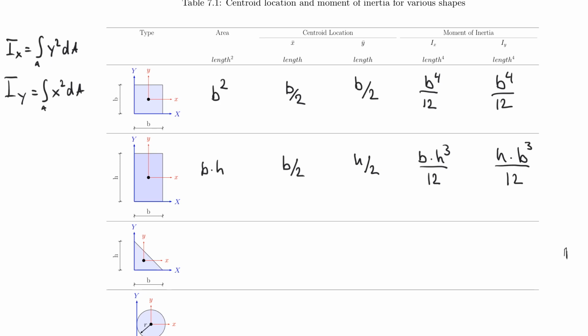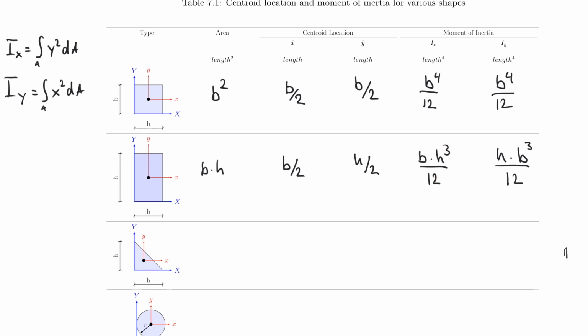I will talk more about this at the end, but this is a formula you definitely need to remember. If you're an engineer, this is something you want to remember for the rest of your life. You will see this on many different occasions throughout your engineering career, and it's definitely something you will need over and over again. So b h cubed over 12 for a rectangle.